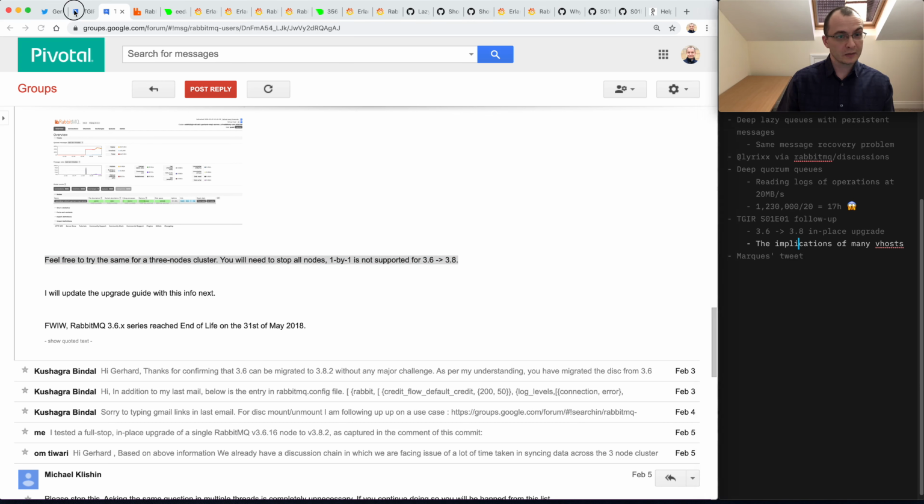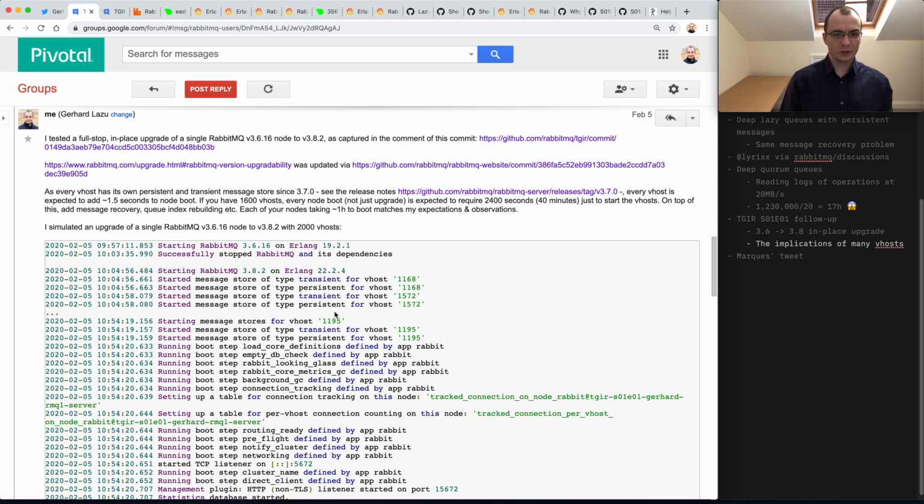The next thing, part of this thread, the question was around node boot at startup when there are many vhosts. As this reply captures, every vhost has its own persistent and transient message store since RabbitMQ 3.7.0. So this has been around for a bunch of years now, at least 3 years. And every vhost is expected to add about 1.5 seconds to node boot.